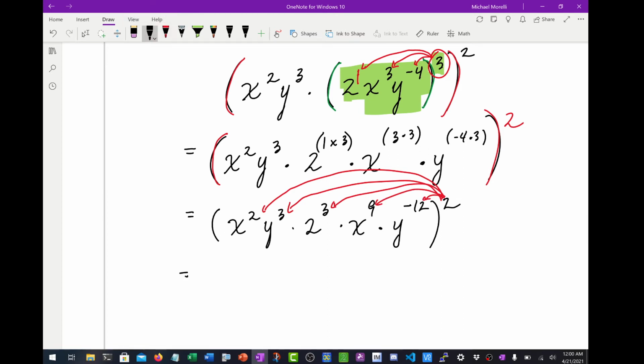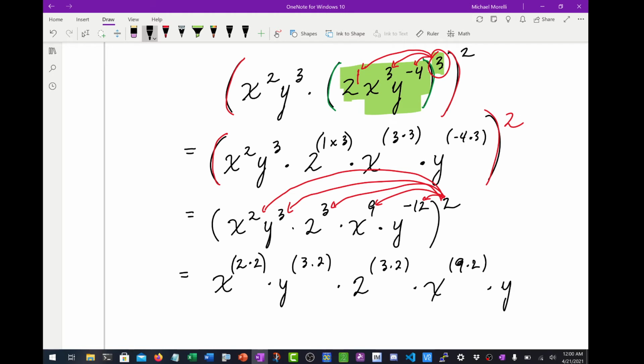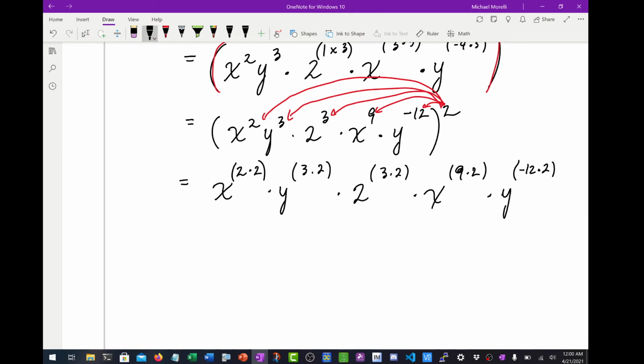Okay, so it's going to look like this. We have x raised to the power of 2 times 2 times y raised to the power of 3 times 2 times 2 raised to the power of 3 times 2 times x raised to the power of 9 times 2 times y raised to the power of negative 12 times 2. Okay. So we're just going to continue working out our problem here. X to the 4th power, y to the 6th power, 2 to the 6th power, x to the 18th power, y to the negative 24th power. Now I'm going to remember that all this is being multiplied here.